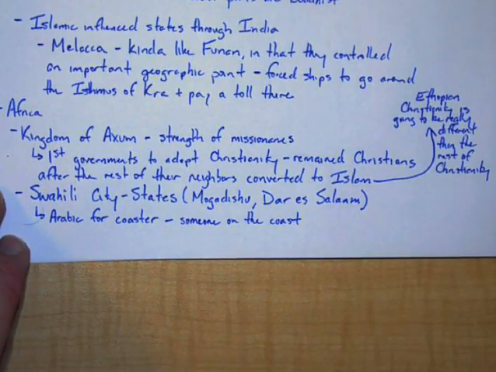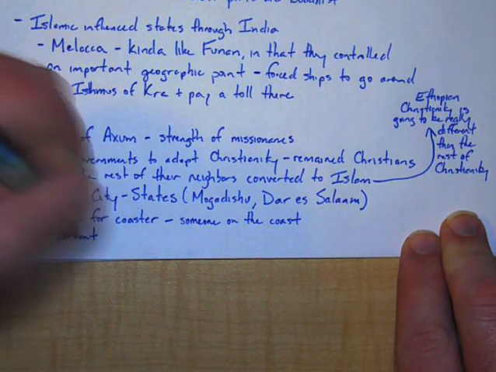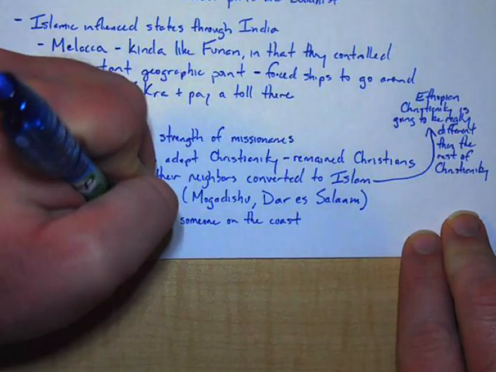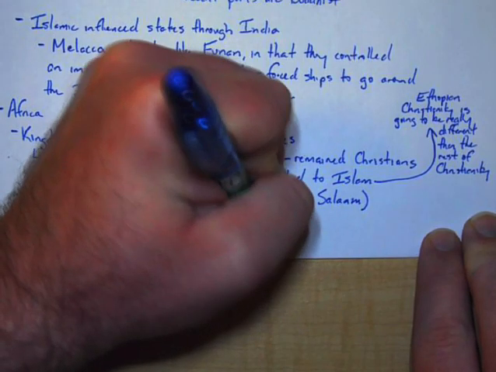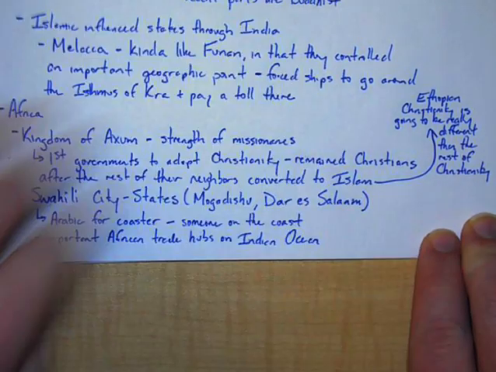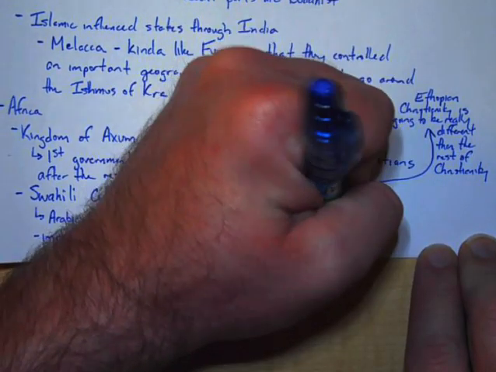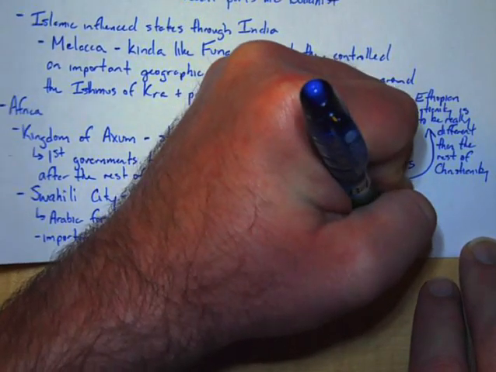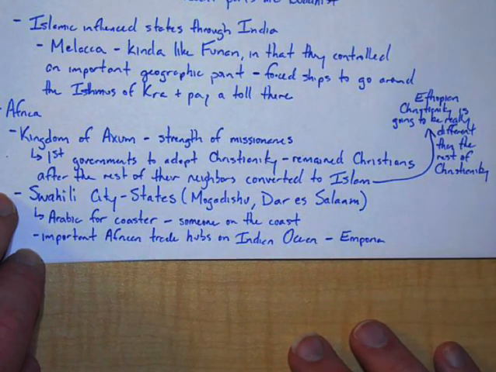And so these Swahili city-states are important African trade hubs on the Indian Ocean, the same way that any of those other emporia we might find on the coast of India were. So these were emporia cities. Just like we talked about in India in the previous video, these Swahili city-states are very diverse places. You're going to find people of all different religions and backgrounds in these Swahili city-states.